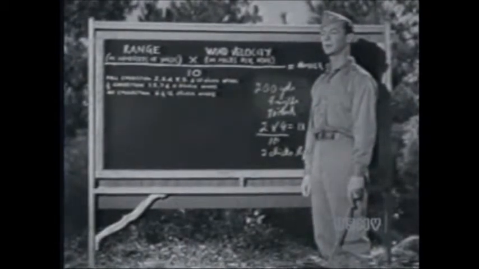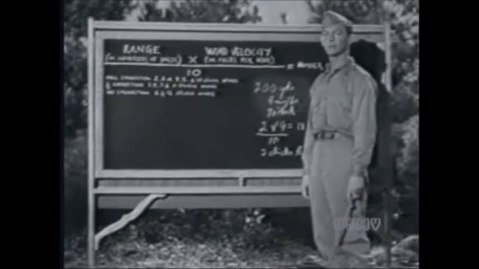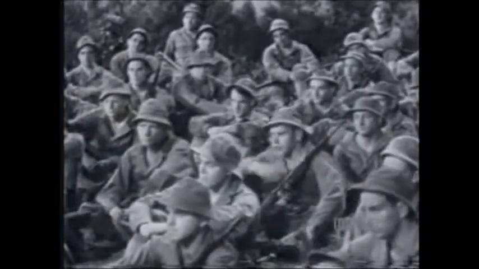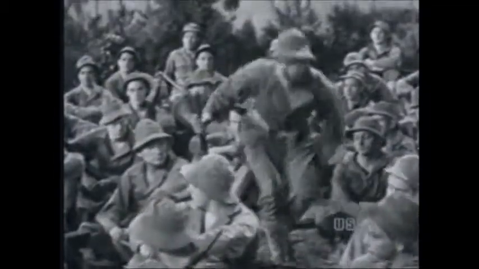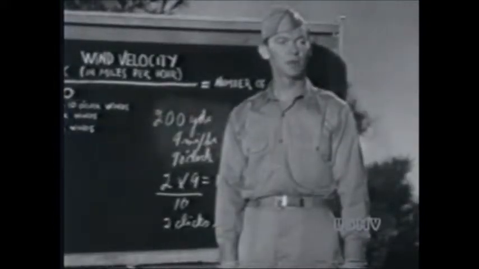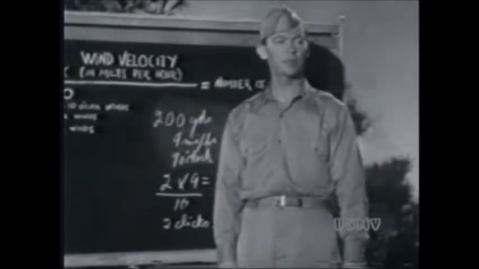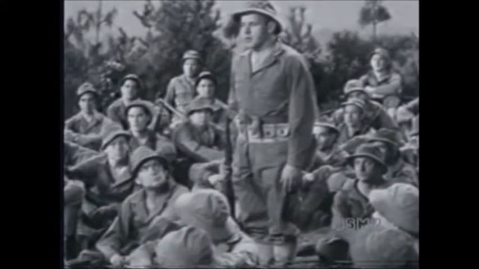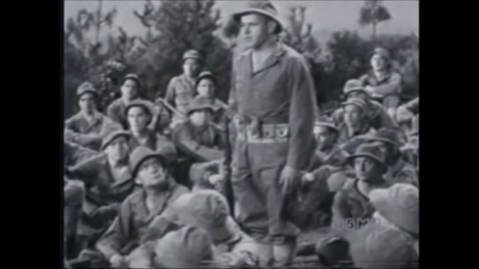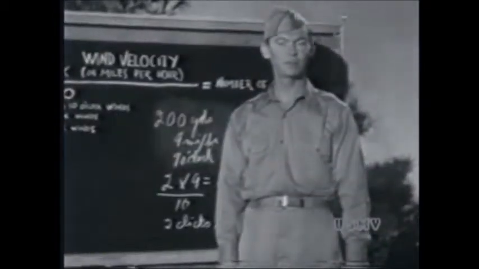Now, suppose the wind had been from 7 o'clock instead of 9. Which windage would you take? Left or right? Macmillan. Left, sir. 7's on the left. Correct. Tobin took 2 clicks for a 9 o'clock wind. What would you take for a 7 o'clock wind? 1 click, sir. Because 7 is 2 hours away from 9. So you take only half as much. Good. Do you all see that?